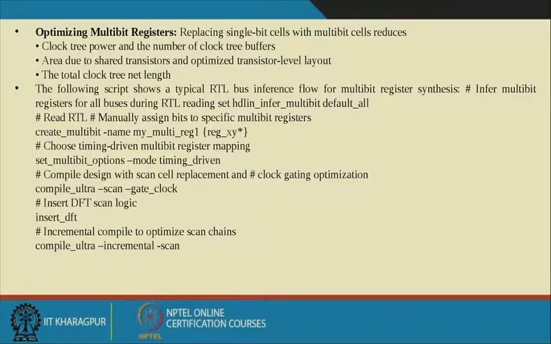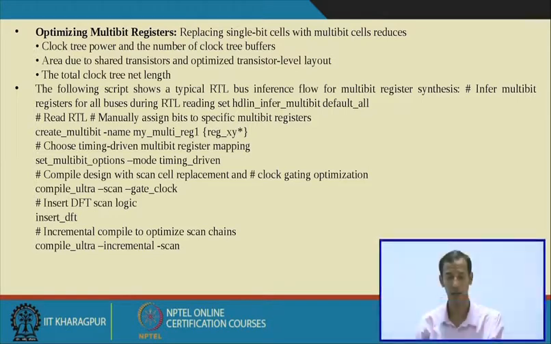So how can you optimize the multi-bit registers? Single bit registers versus multi-bit registers: suppose there is a bus of bits for the registers. How can you optimize those? Replacing the single bit cells with multi-bit cells reduces the power, the clock tree power, the number of clock tree buffers, and the area due to shared transistors and optimized transistor level layout. The total clock tree net length is also reduced if you optimize the multi-bit registers.